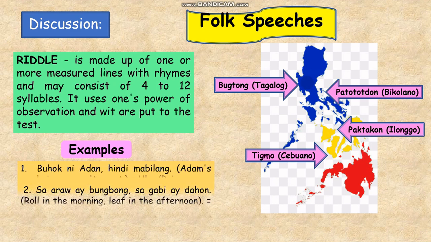Buhok ni Adan, hindi mabilang. In English, Adam's hair you cannot count. The answer to this riddle is ulan, or rain. Another one: Sa araw ay bumbong, sa gabi ay dahon. In English, roll in the morning, leaf in the afternoon. The answer to this riddle is banig, or mat.